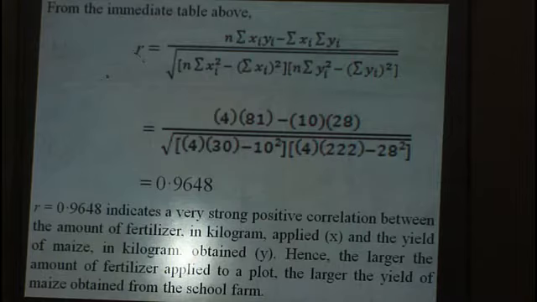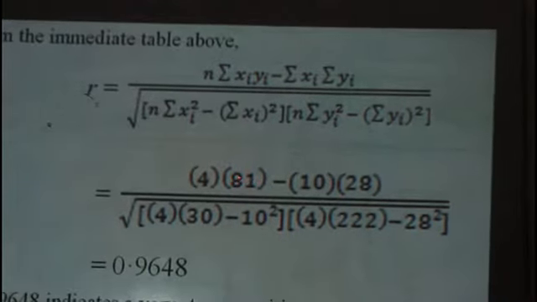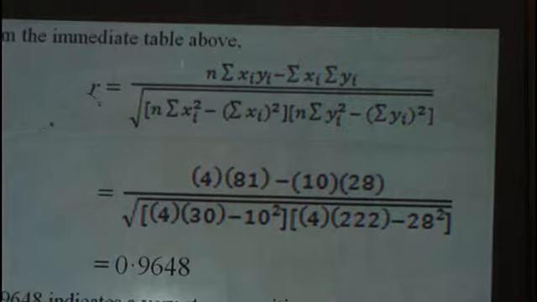Now substituting them into the formula, you end up getting 4 times 81. In this case, n is 4, that's the number of pairs in the data set. Then the 81 is the sum of the product of xi, yi, as we had in the table above.